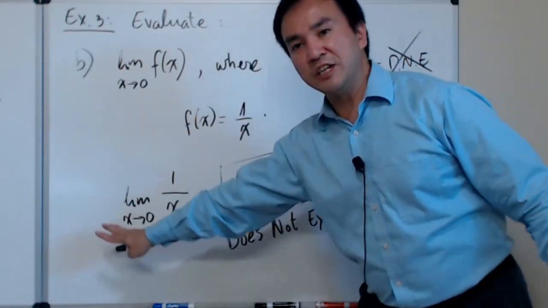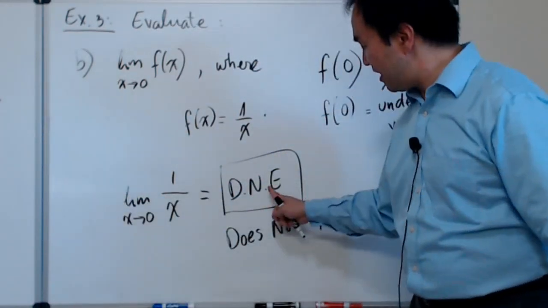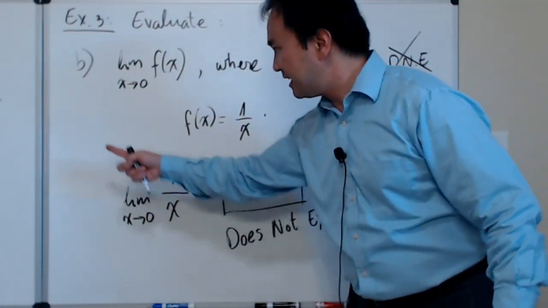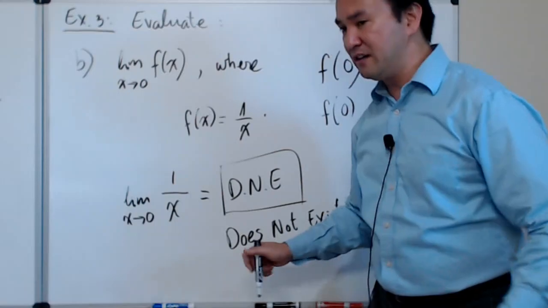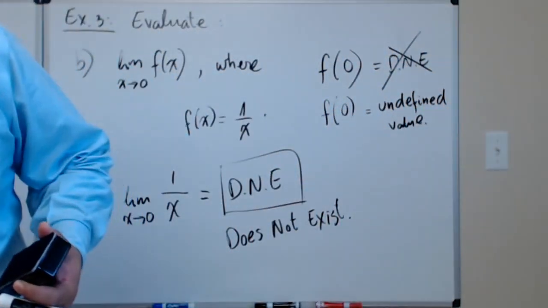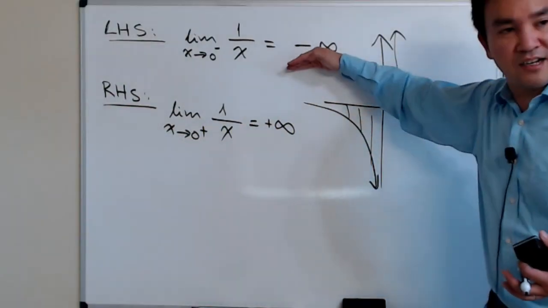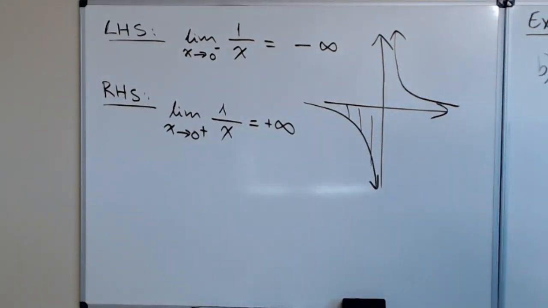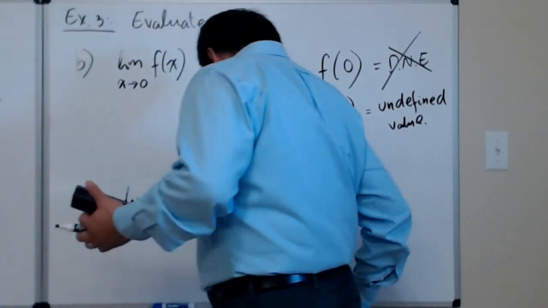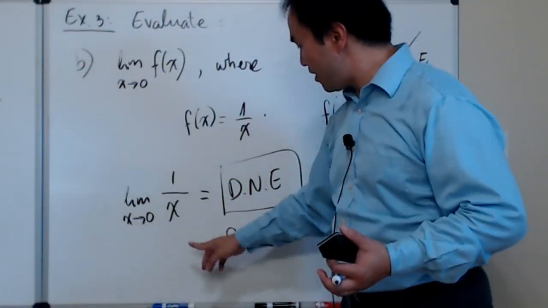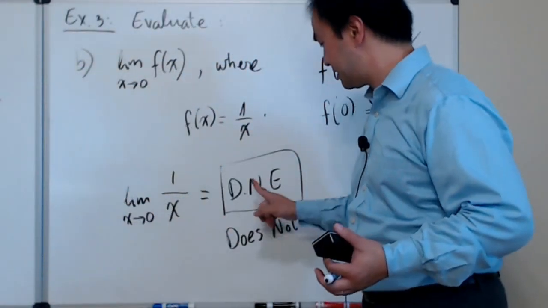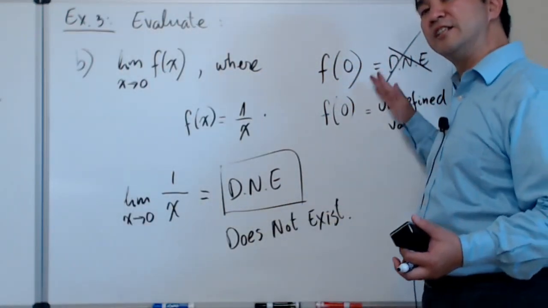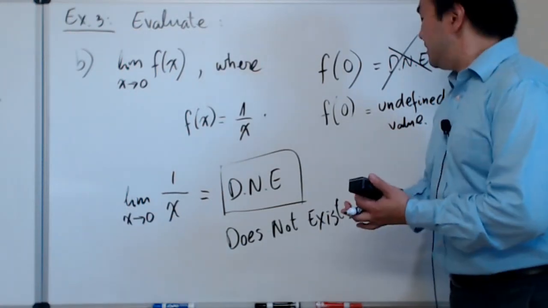DNE is specially reserved for limit problems. In this problem, you do have a DNE limit simply because the left-hand-sided limit and the right-hand-sided limit did not agree. They went in different directions, and in that way our limit problem here is a DNE, a non-existing limit. It is completely different from having an undefined value.